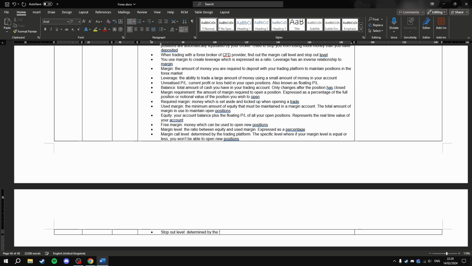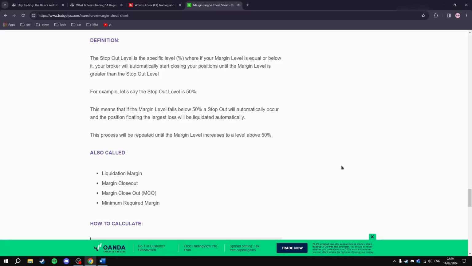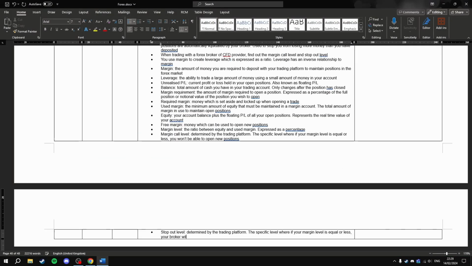Determined by the trading platform, the specific level where if your margin level is equal or less, your broker will automatically start closing your positions until the margin level is greater than the stop out level.